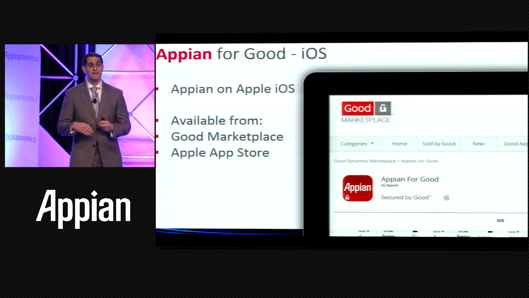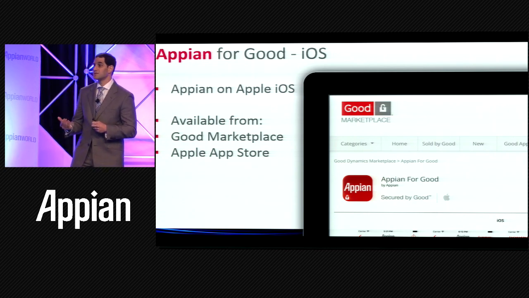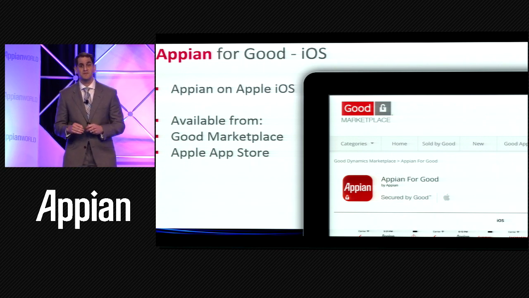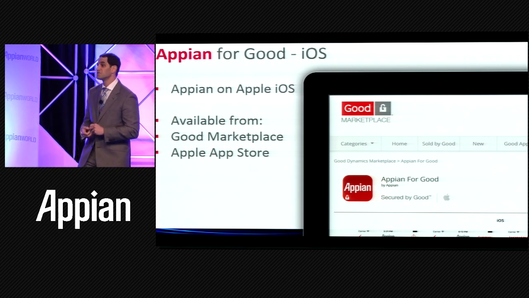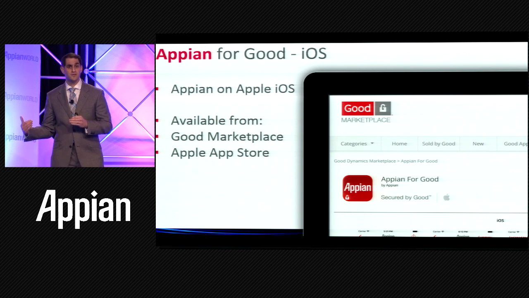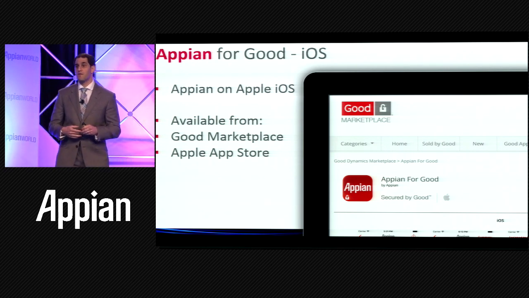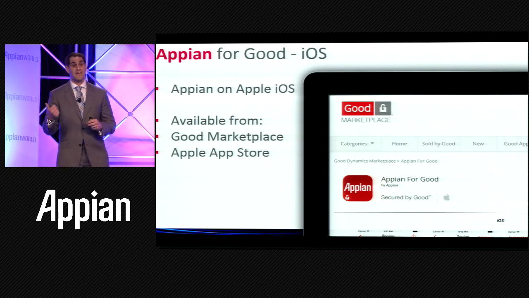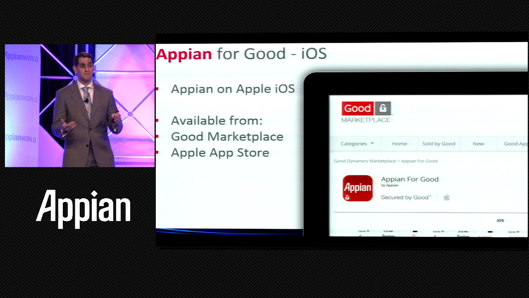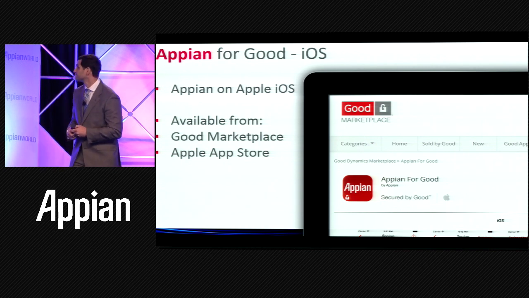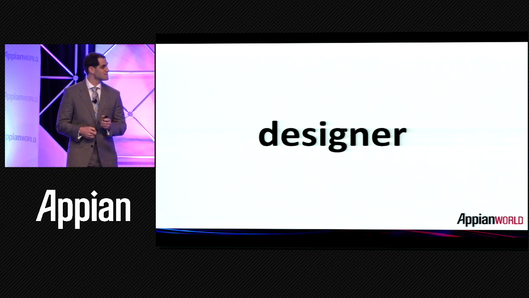And just like our regular iOS version, it has all the exact same features, but it's additionally enabled to be provisioned and controlled by the Good platform. This allows your IT organization to do everything from remote lock out a user to remote wipe the Appian sandbox, to disable the camera, to disable copy and paste from the application, and a whole host of other good security features.